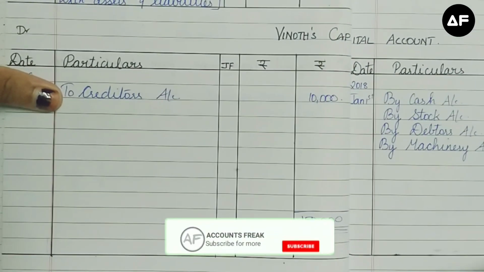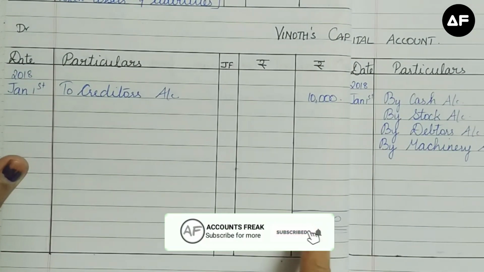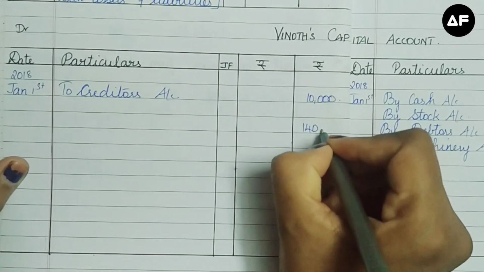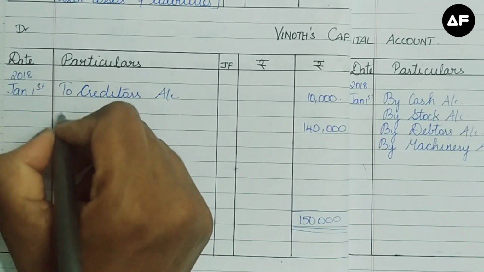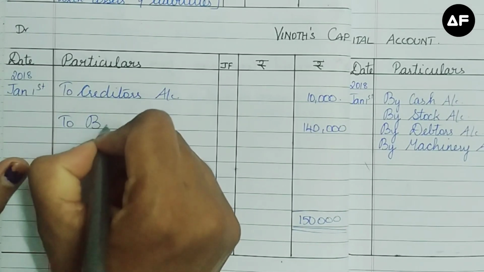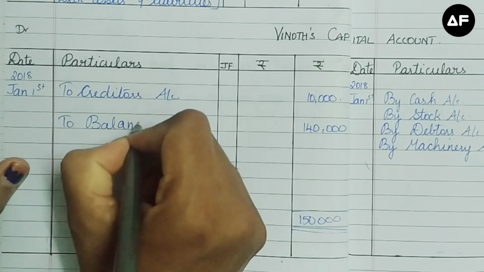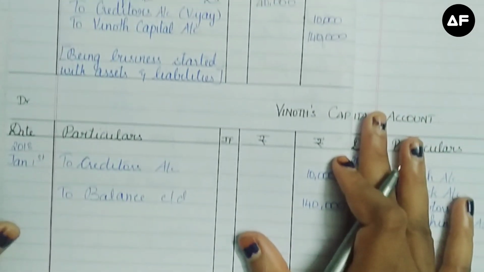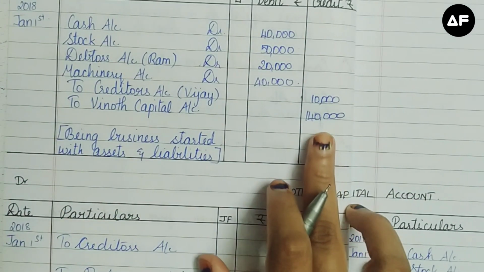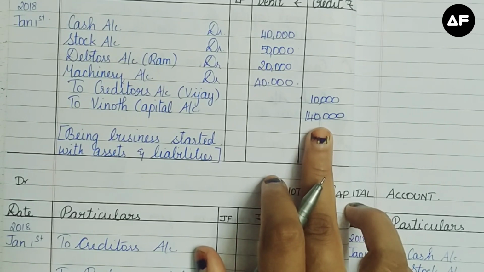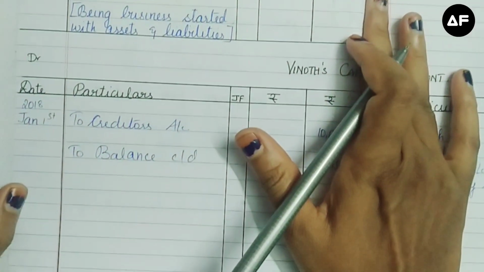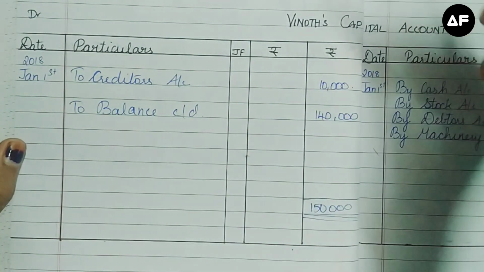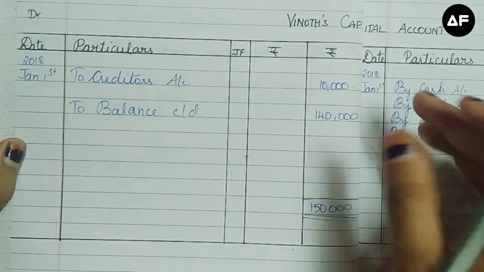I am just moving to the debit side of Vinod's capital account. 1,50,000 minus 10,000 is 1,40,000, which is nothing but the balance of my capital account. If you want to cross check, this is the same value which you get when you subtract it in the journal entries also. In the journal entry also we got Vinod's capital to be 1,40,000. That will be the same value here in Vinod's capital account also.